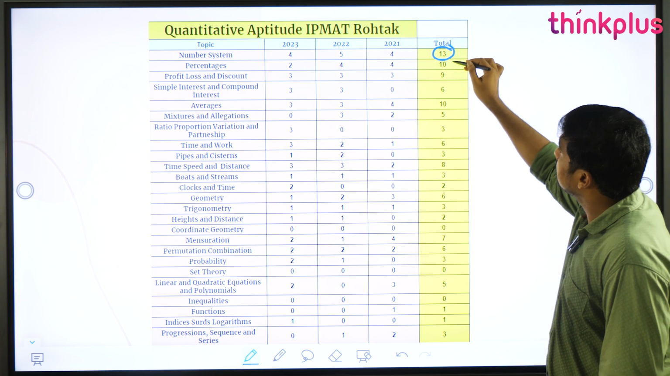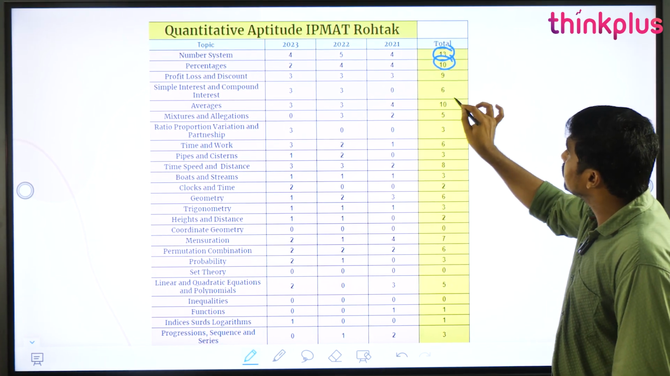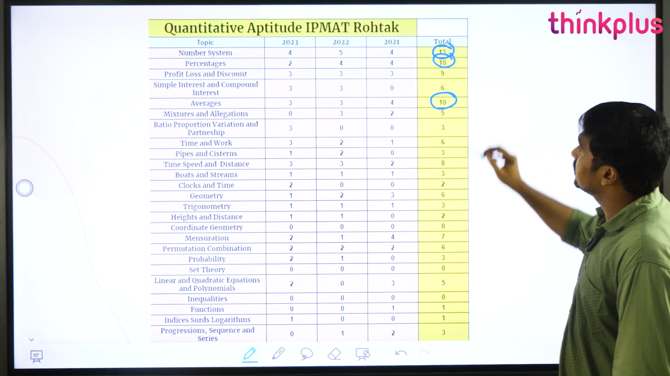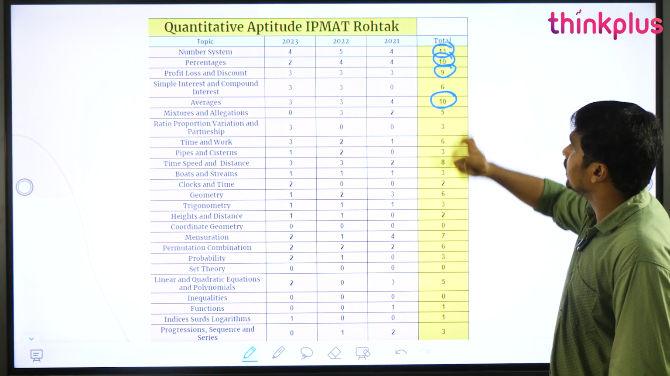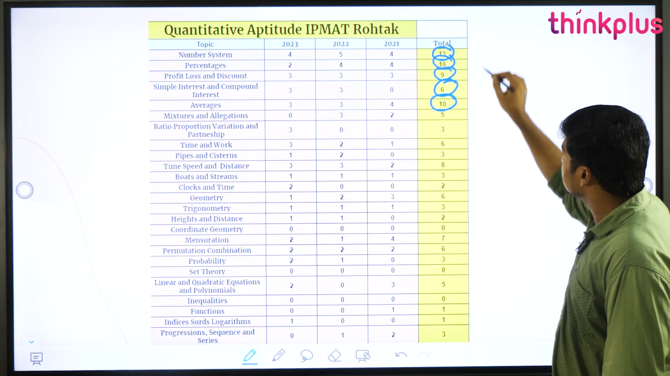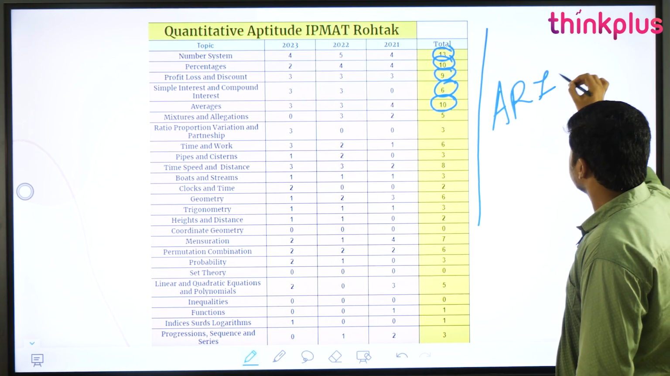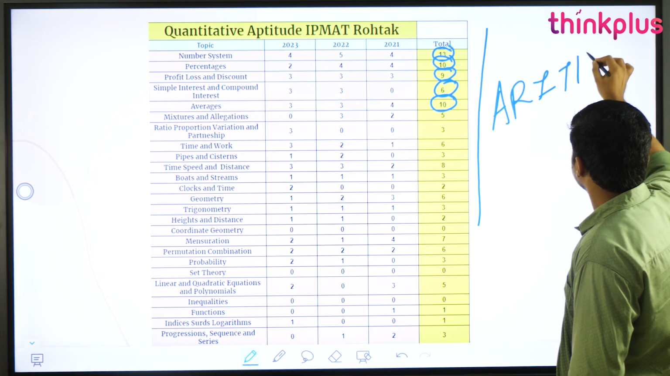And next is one of the simplest chapters, percentage, where you are getting 10 questions. Here also averages, you are getting 10 questions. And profit and loss, also 9 questions, and here 6 questions. A lot of the time, most of the chapters here are focusing on arithmetic. Almost 60 to 70% of the paper is focusing on arithmetic.